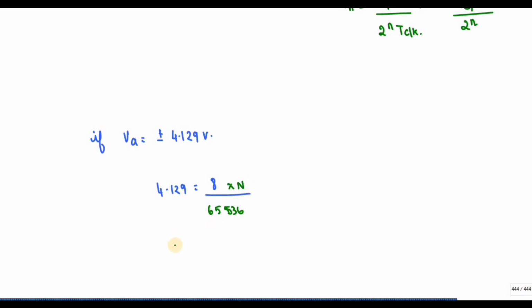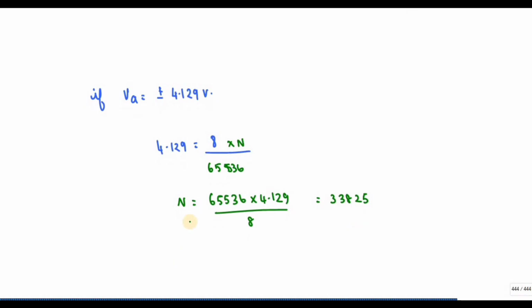Right. So I can write N is equal to 65536 into 4.129 divided by 8 volt. That is equal to 33825. So the equivalent value of this binary bit is this number.